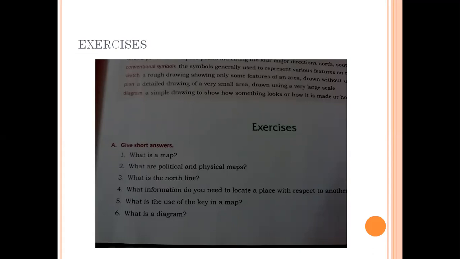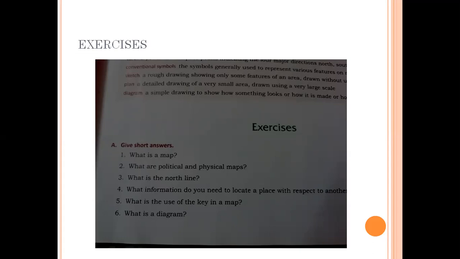Number 2, what are political and physical maps? We all know there are 2 kinds of maps, political and physical. Political maps show the political boundaries of an area, while the physical maps show the natural features or the physical features of an area.